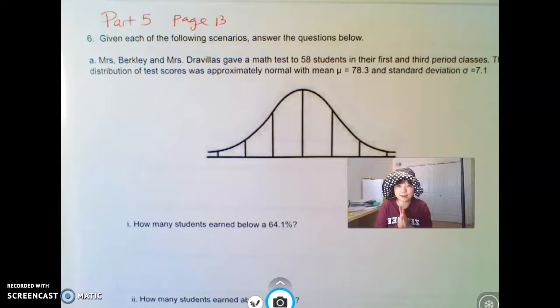To the very last part of Learning Target 8. We're going to do this very last part. This is page 13. This is just slightly more complicated than the other sections.